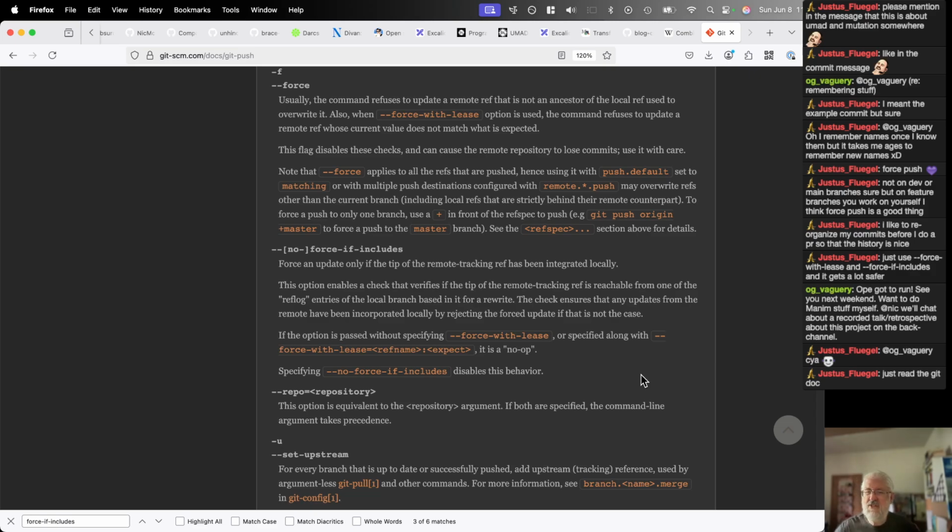So what does this do? Does this mean it would save me if you did a force push and then I tried to do a force push and we would bang into each other? I'm not really sure I understand what this accomplishes, to be honest with you.